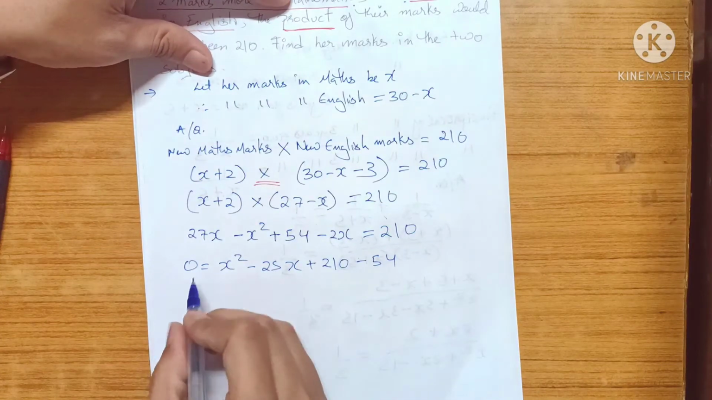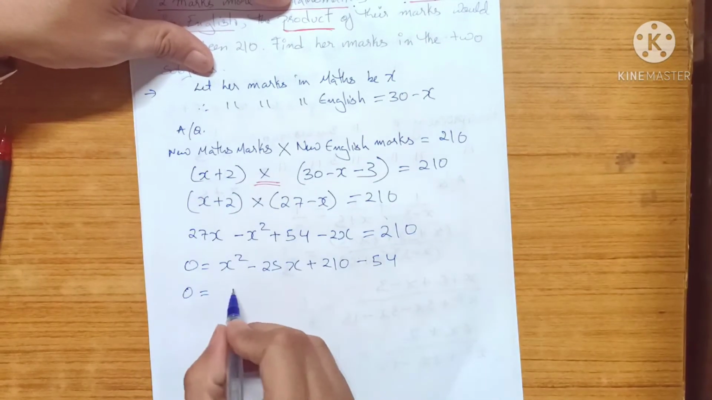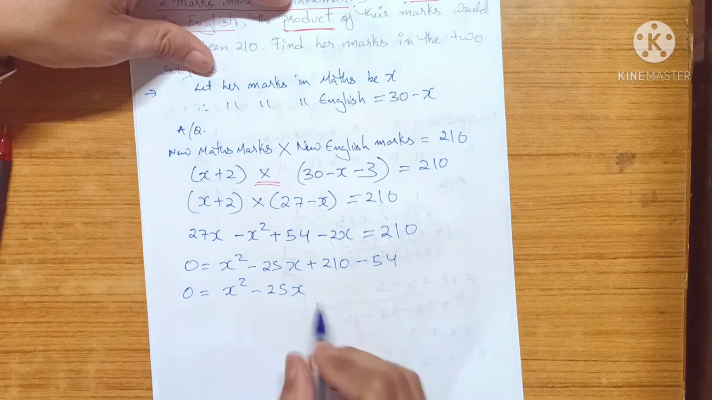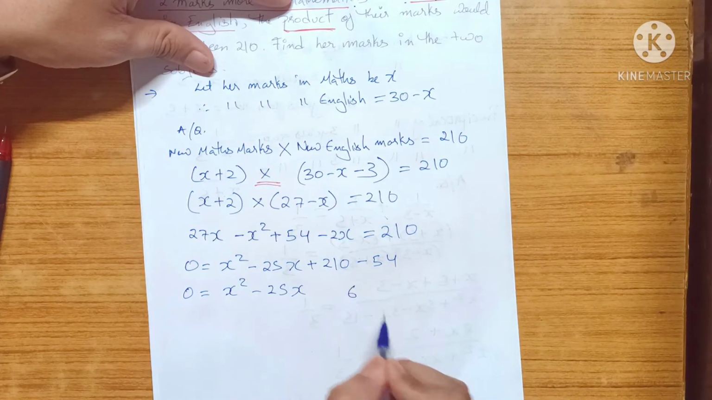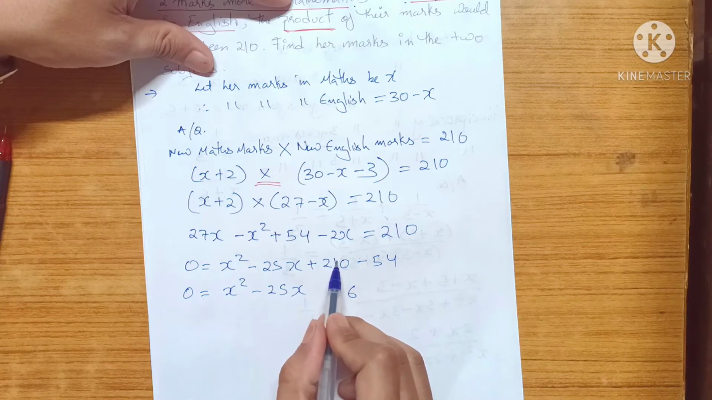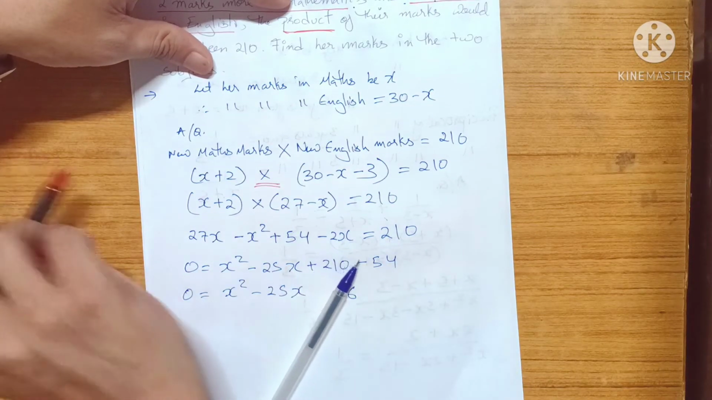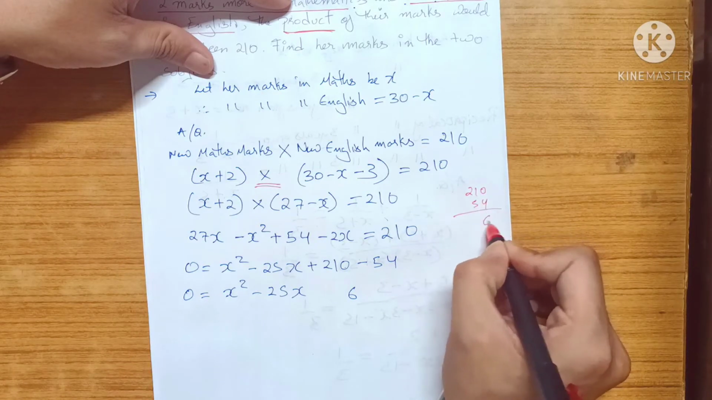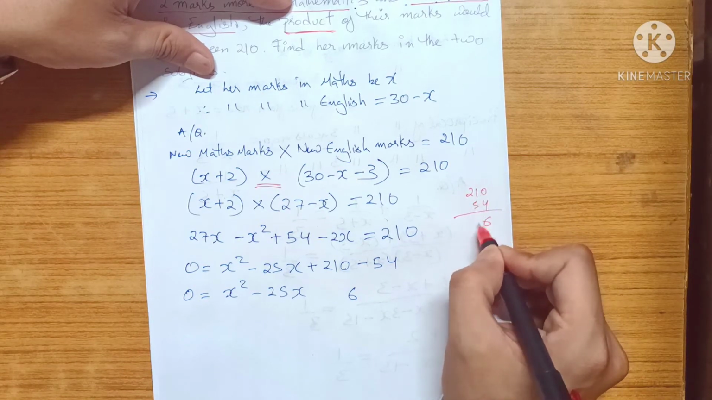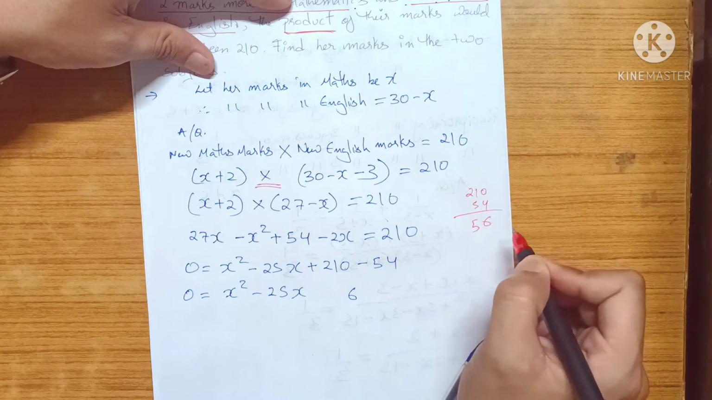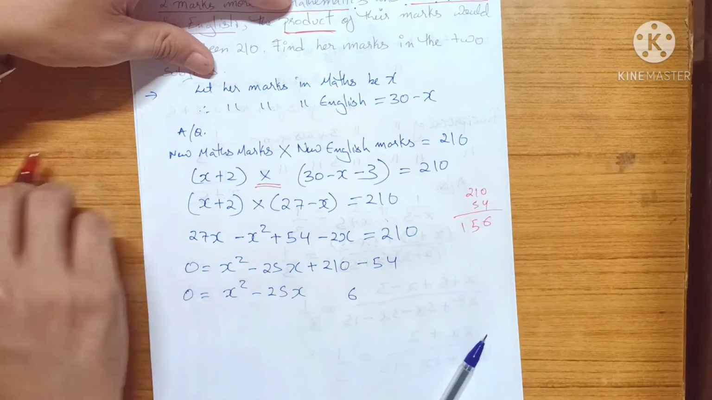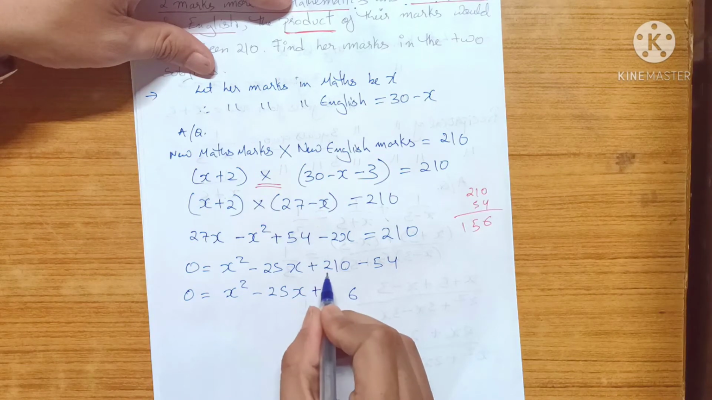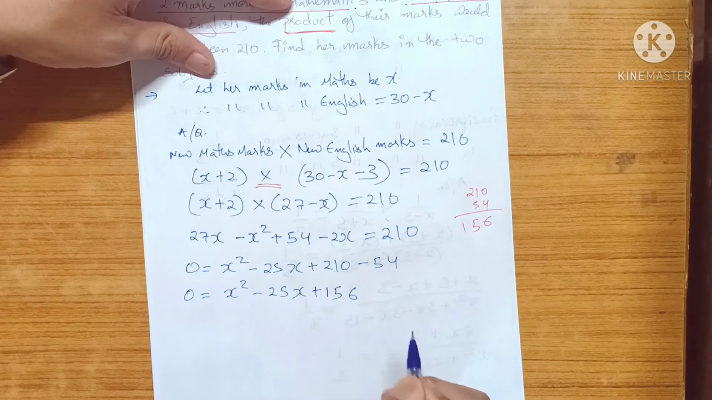Now we can further simplify this by subtracting these two. 210 minus 54: 10 minus 4 is 6, then borrowing, 10 minus 5 is 5, so 156. The sign will be plus because 210 is more than 54.